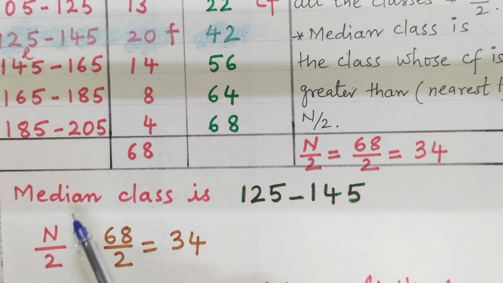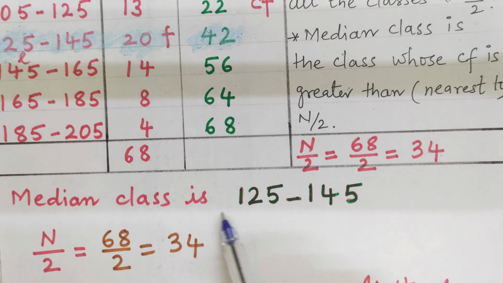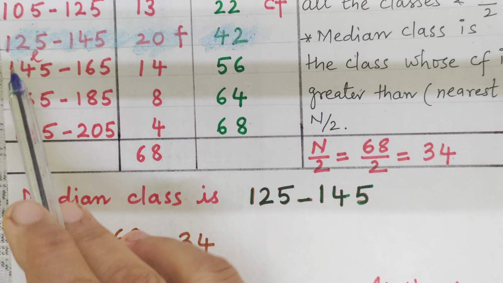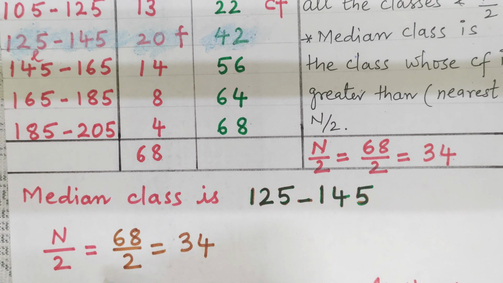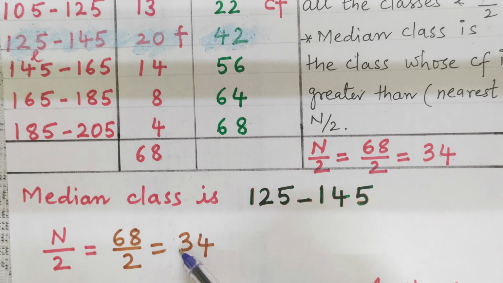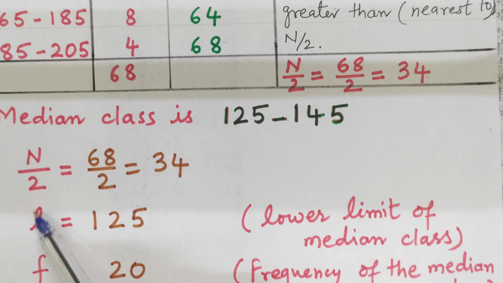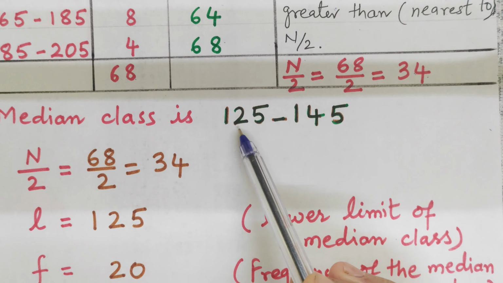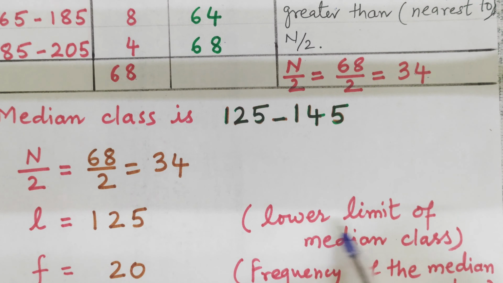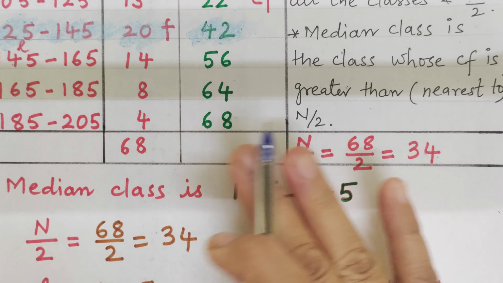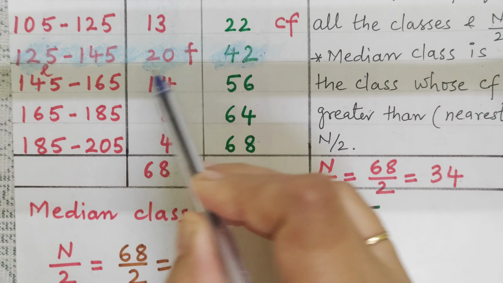First of all, we'll write median class. Median class is 125 to 145. N by 2 is 68 by 2, which is 34. L is the lower limit of the median class. Lower limit of the median class is 125. Frequency of the median class is 20.